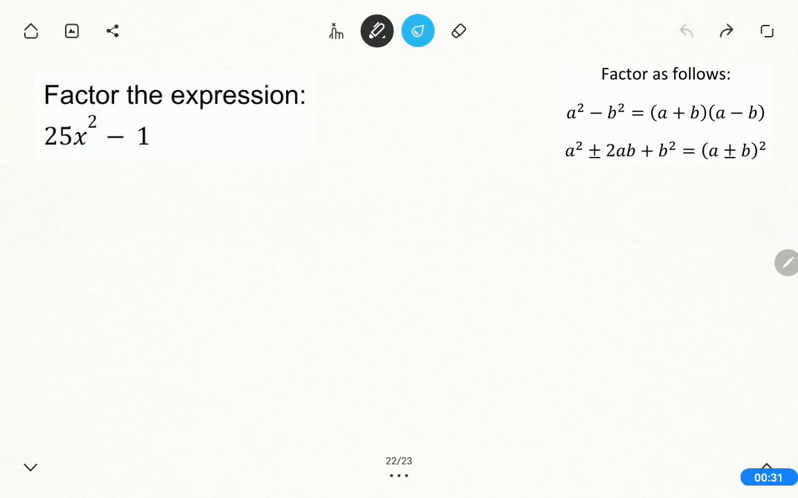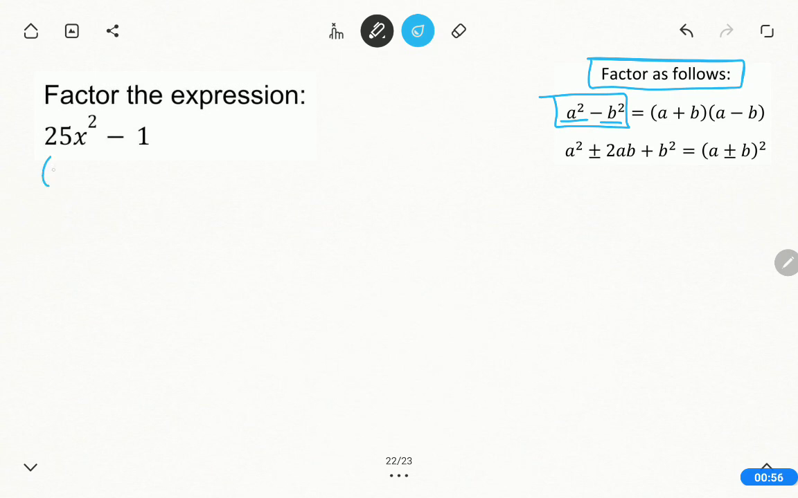The second thing we check, is it a pattern? So this one, if we look at our patterns here, this has two terms. So we're going to choose the pattern with two terms to focus on. The pattern that we are focusing on is the a squared minus b squared pattern, which means both terms have to be perfect squares. So is 25 a perfect square?